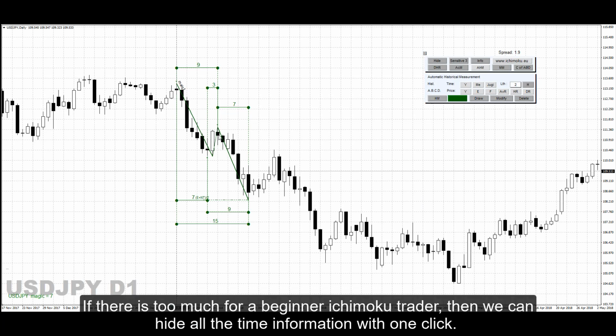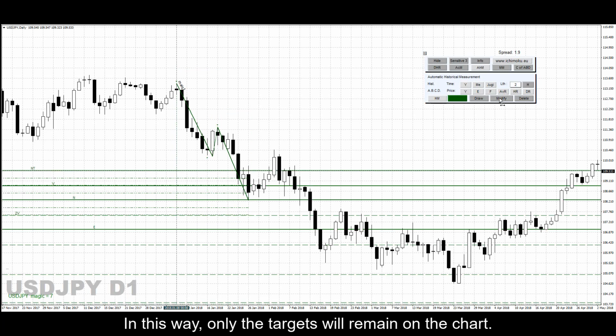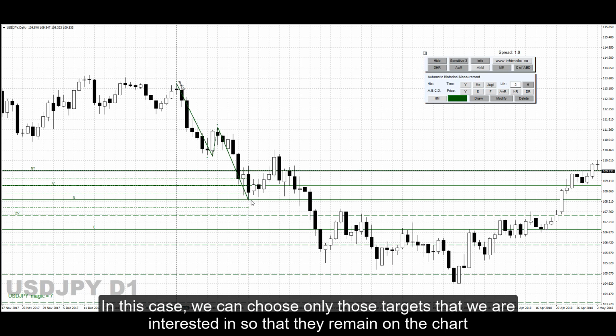If there is too much for a beginner Ichimoku trader, then we can hide all the time information with one click. In this way, only the targets will remain on the chart. In this case, we can choose only those targets that we are interested in, so that they remain on the chart.